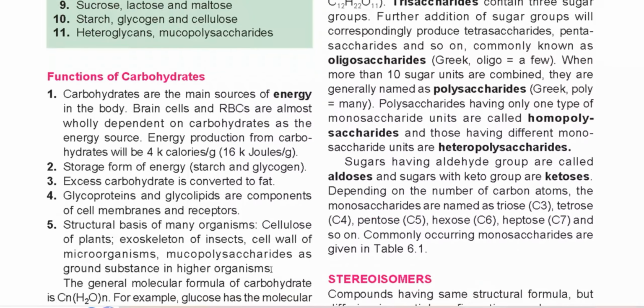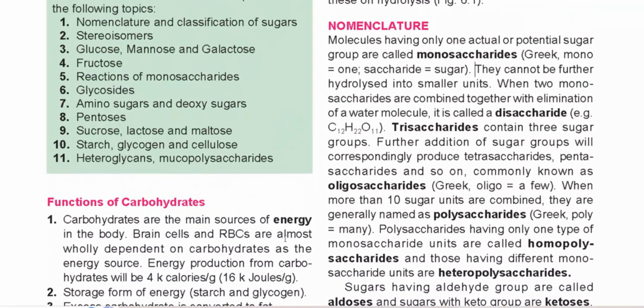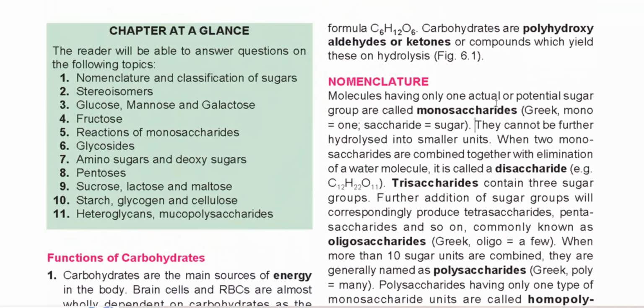So the general formula of carbohydrate is Cn(H2O)n. That means if the carbon number is 6, then it is the glucose molecule, C6H12O6, an example of the carbohydrate molecules. Now, carbohydrates are polyhydroxy aldehydes or ketones, or the compounds which yield those on the hydrolysis process.